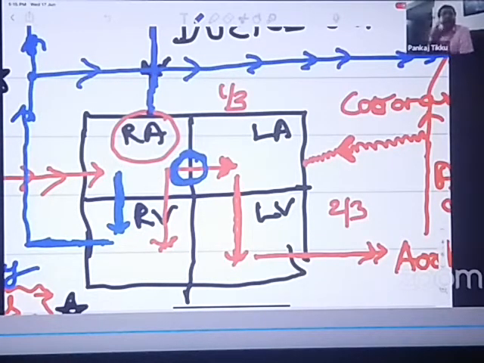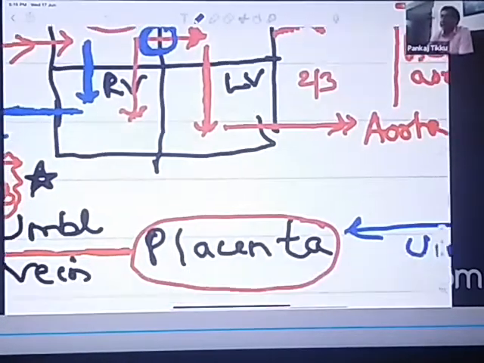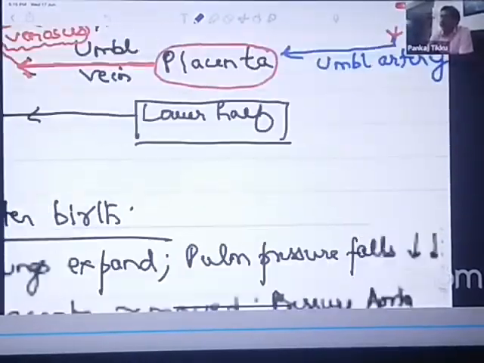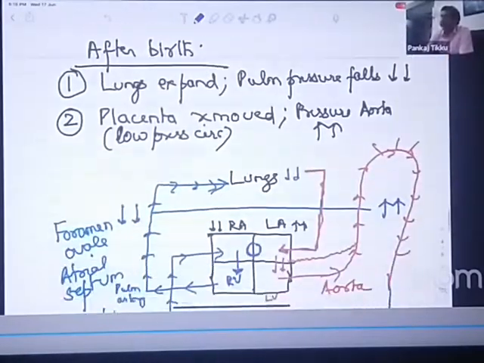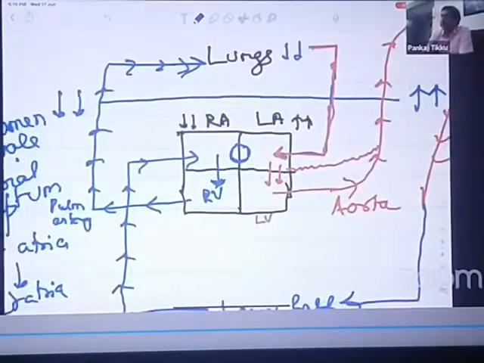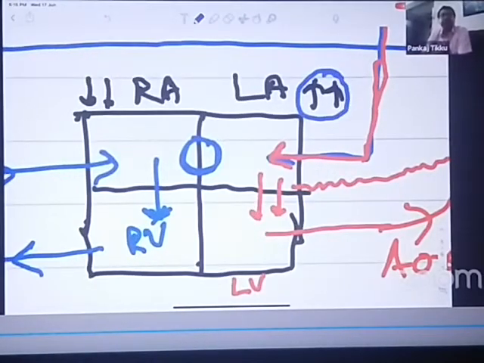So the blood in the fetus from the right side of the heart can enter into the left side of the heart through the foramen ovale. But that is possible because in the fetus, the right-sided pressure is more, left-sided pressure is less. After birth, as I've already showed you, now it is the left-sided pressure which has become more. Just see this, left-sided pressure has become more. So now the blood cannot enter from the right side to the left side.